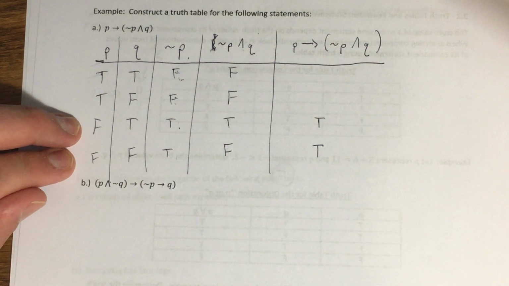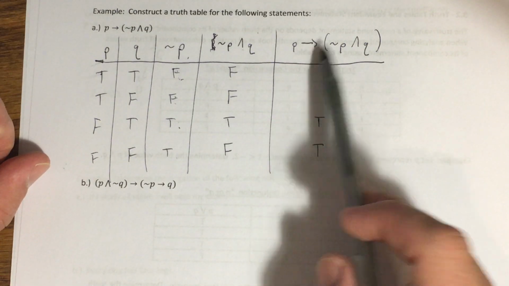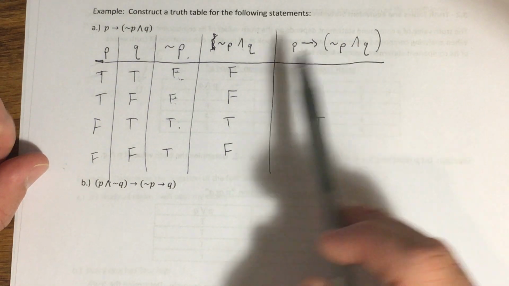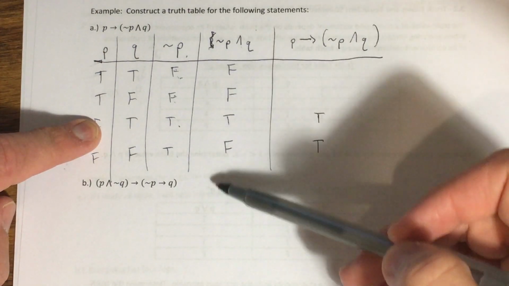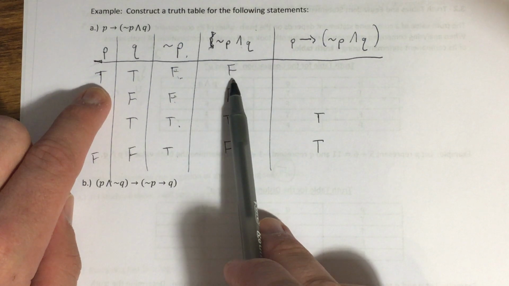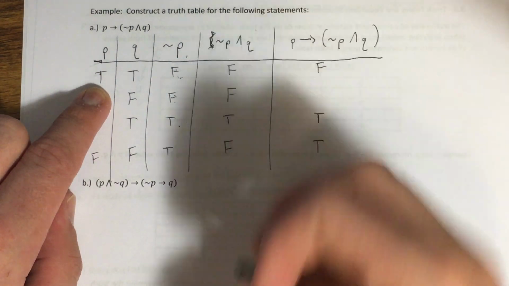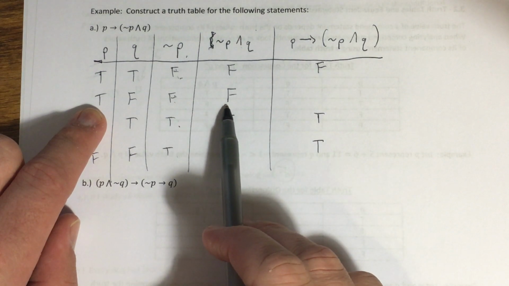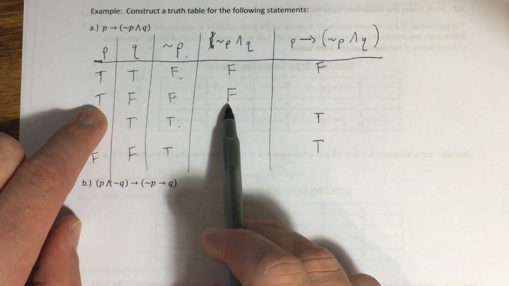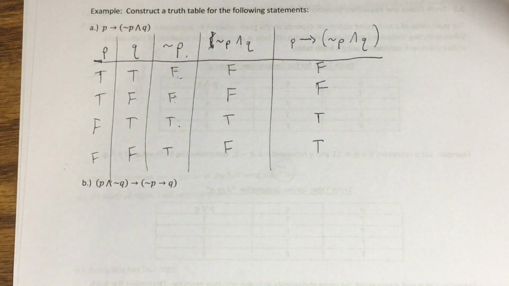Okay? Now, come back up here. P implies not P and Q. So this column implies this column. Comparing truth values, I have true implies false. Remember, that's the only time a conditional ever comes out to be false. And here, I have the same thing happening. True, once again, implies false. So that would be the truth table for that example. Okay? Not too bad. Let's try another one.